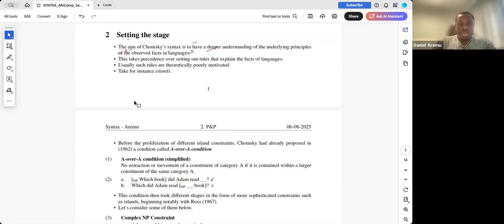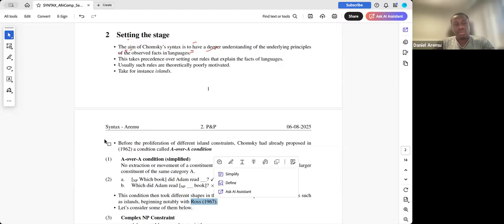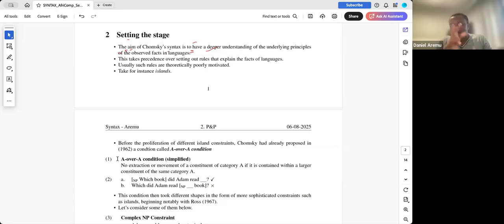All right, so let's look at islands. But before islands actually became popular, Chomsky already started something that looks similar. As you will see soon, we usually attribute islands to Ross, who discussed a lot of islands in his MIT thesis in 1967. But before that, Chomsky had things that looked like restrictions to movement.